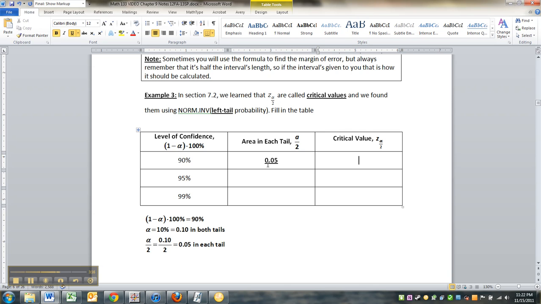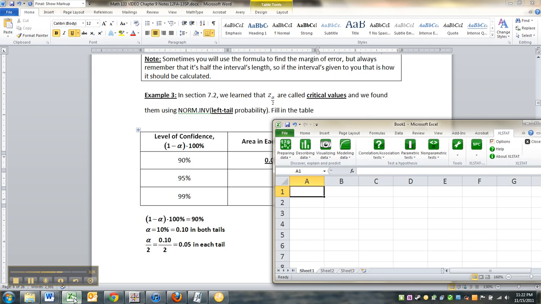Okay, so then how do you find the critical value? You do norm inverse 0.05, which would be negative 1.645. I know it by heart, but I'll show you too. Equals norm inverse, or dot inverse if you're mine. Either way, 0.05.